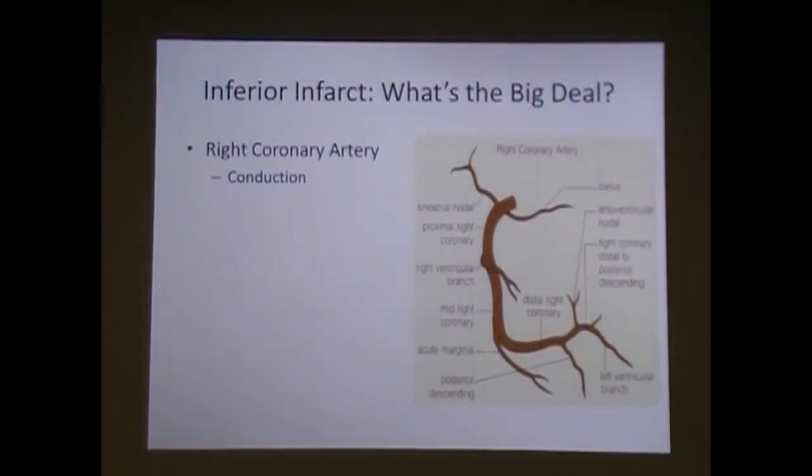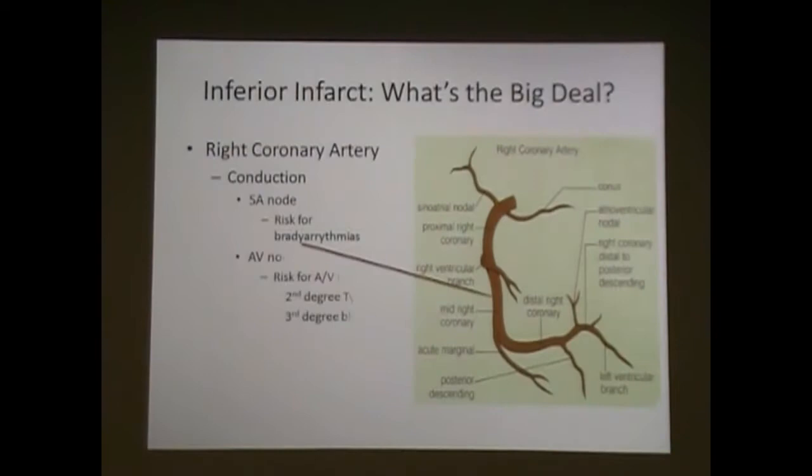Again, we talked about the conduction all coming from the right side of the heart. So there's your SA node. You're at risk for bradycardia from there. Your AV node, you're at risk for second and third degree blocks, because it's fine that the SA node's kicking away, but if you don't have the conduction down there, because the AV node has been knocked out because it's ischemic, then you're going to have the risk for second and third degree blocks.